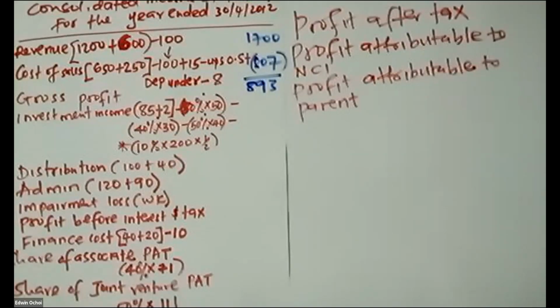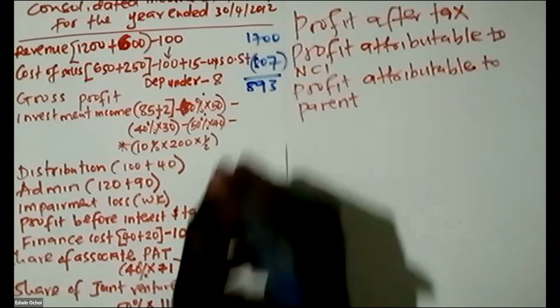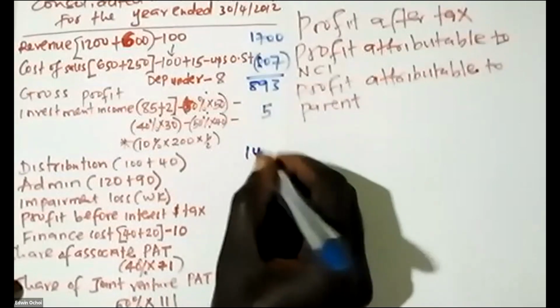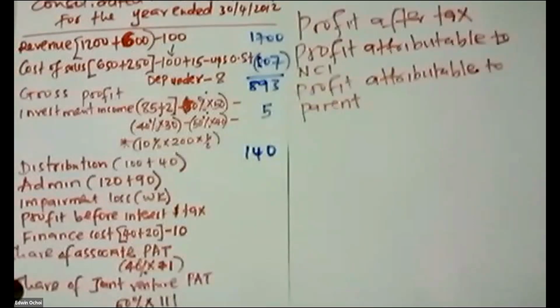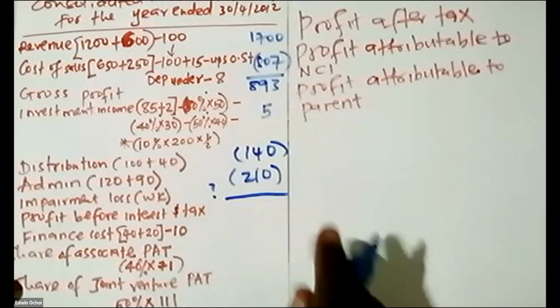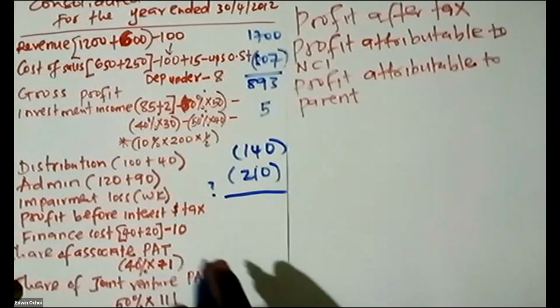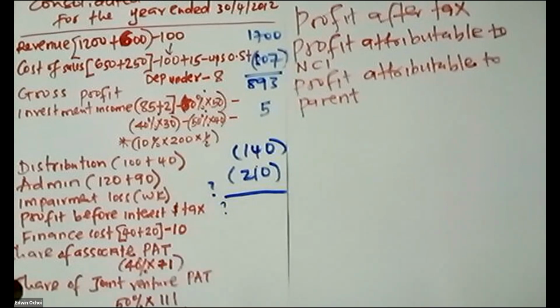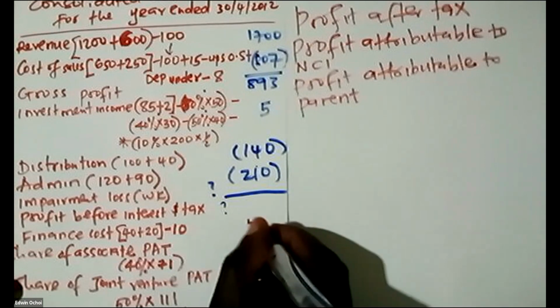So that is 5. So this is 140. 120 plus 90, that is 210. So we have this one missing. We have to do a working for impairment, so that even this one we get it later. So 40 plus 20 is 60. 60 minus 10 is 50.